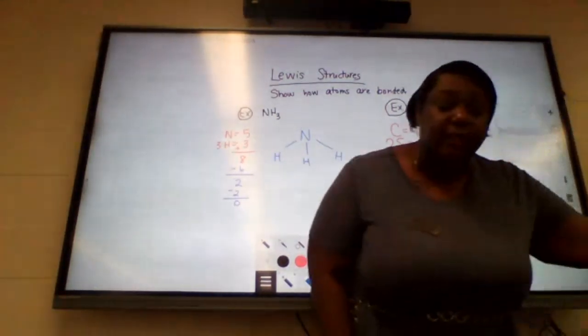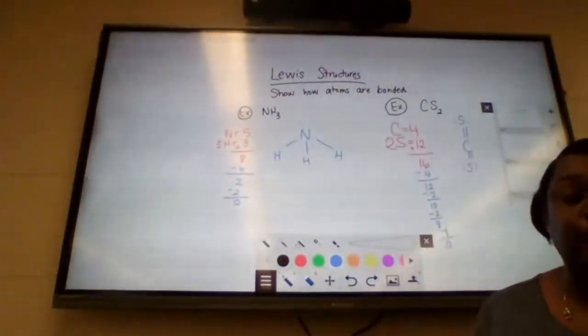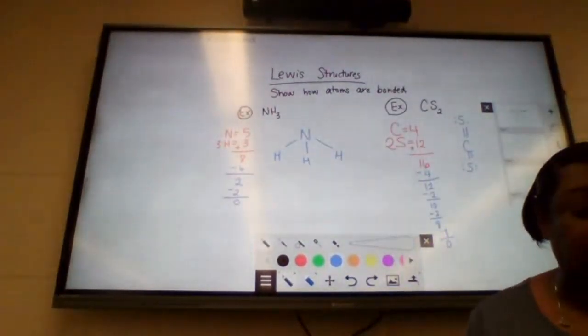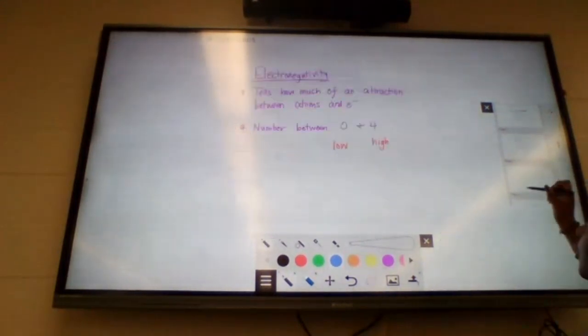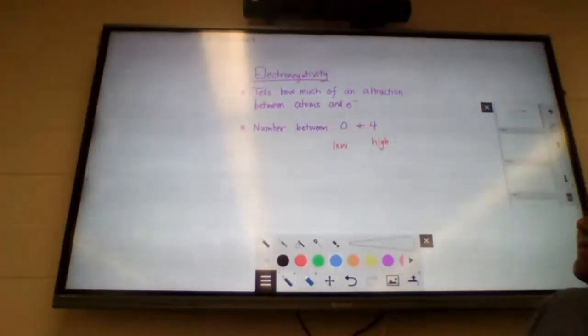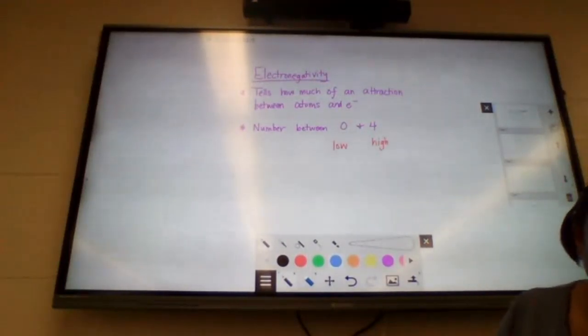If you've got any questions about this, there are several examples in your book where you're doing single bonds and double and triple bonds. And then in the next section, your book talks about electronegativity. Please remember that electronegativity deals with how much the atom attracts electrons in a bond.